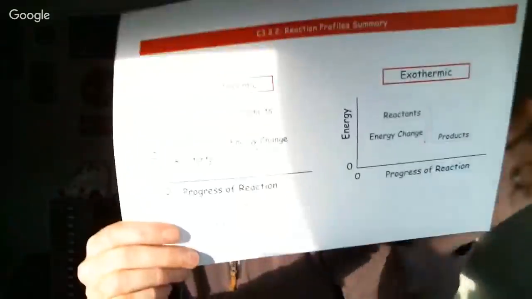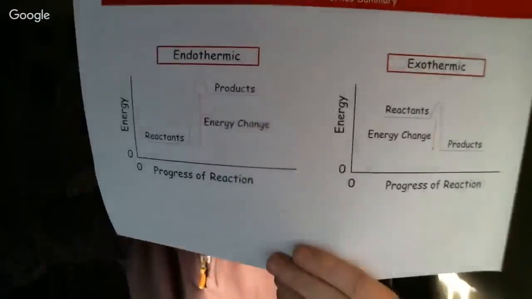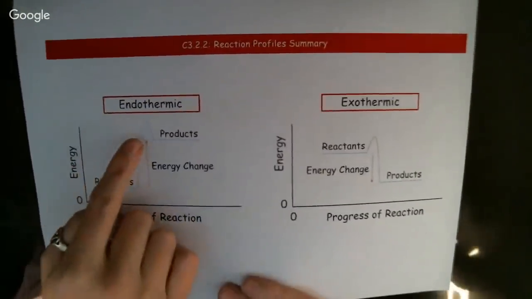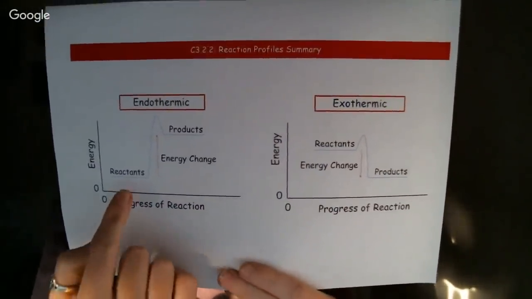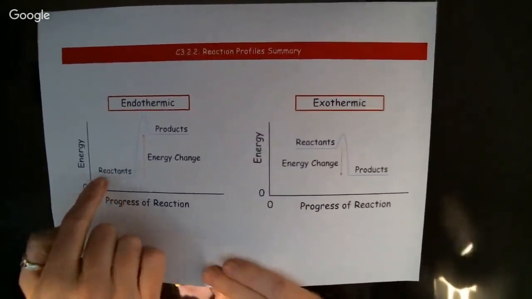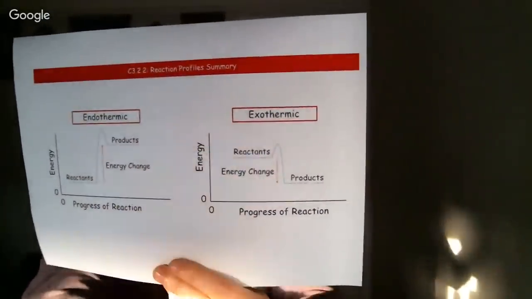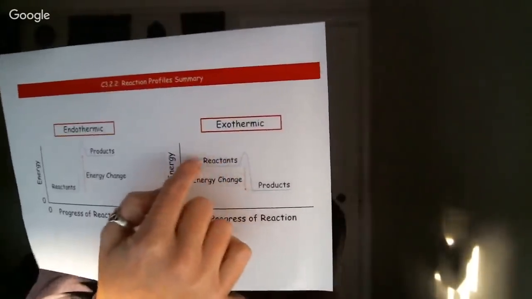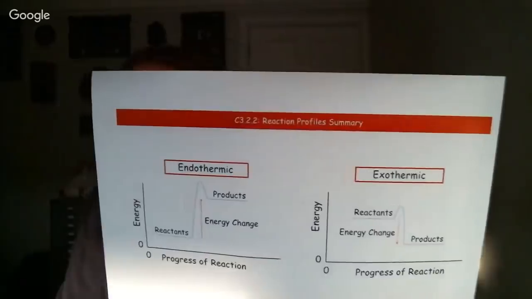When we come to draw our reaction profiles, we will end up with one of these two diagrams. Let me just close the blind a second. So what we have, there you go, hope you see that a bit better, is endothermic reactions and exothermic reactions. So our endothermic reaction, the reactants line is lower than the products line. Whereas in an exothermic reaction, the reactants line is higher than the products line. So as long as you remember that, you can then draw this.